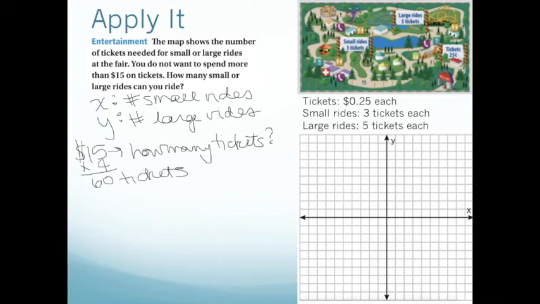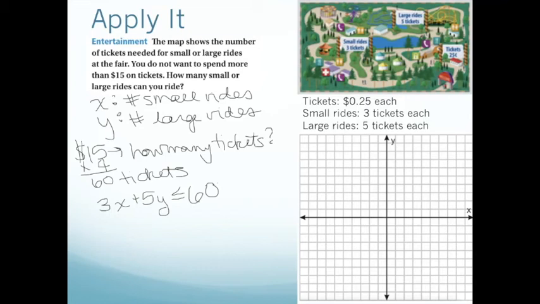Okay, so I have 3 tickets for every small ride, and I have 5 tickets for every large ride. And I need that to be within how many tickets I have. So that's less than or equal to 60 tickets, right? If I ride rides that would cost more than 60 tickets, then I'm broke. I would owe the park extra tickets, right? So I need to spend only up to 60 tickets.